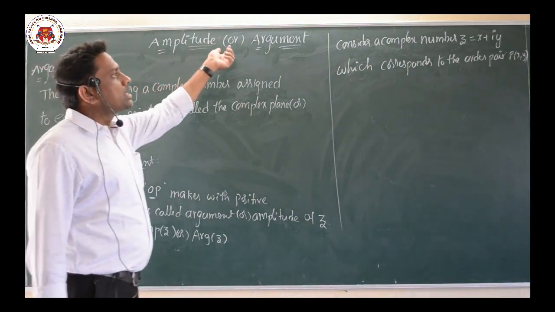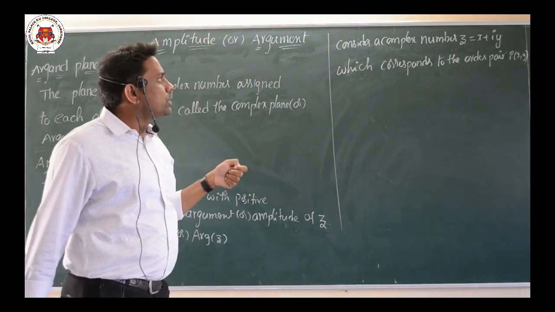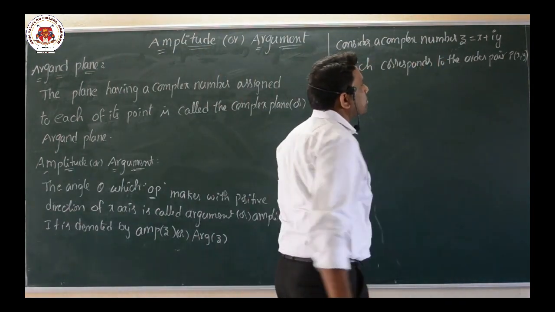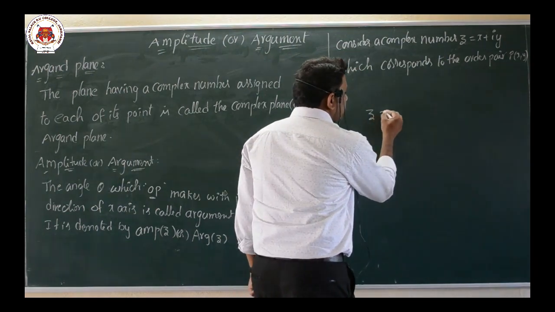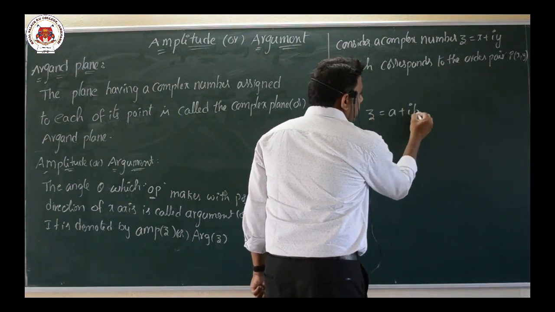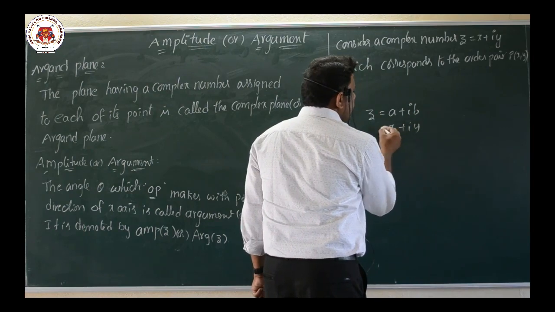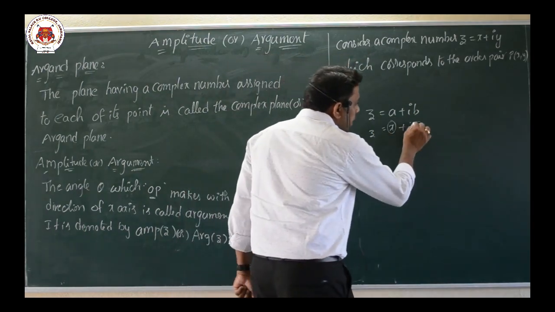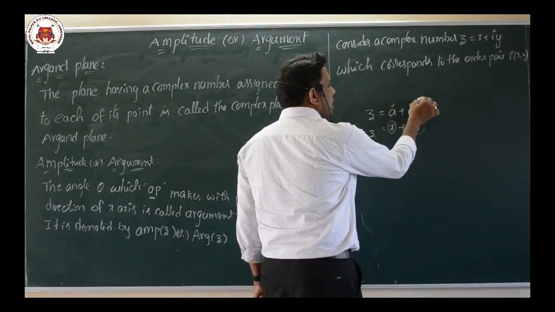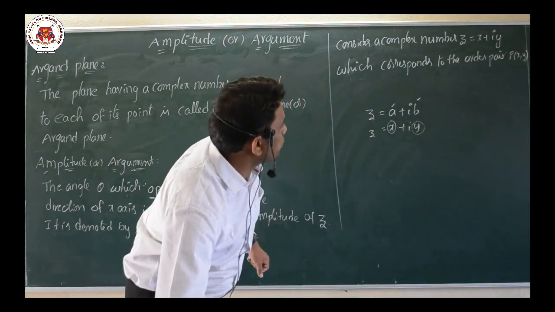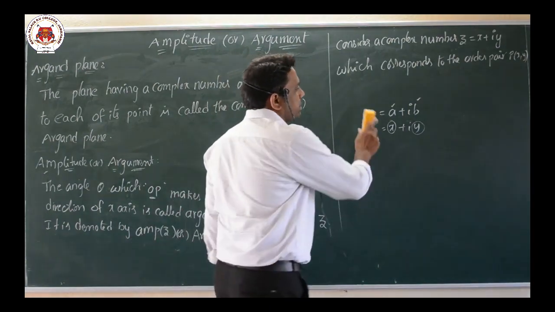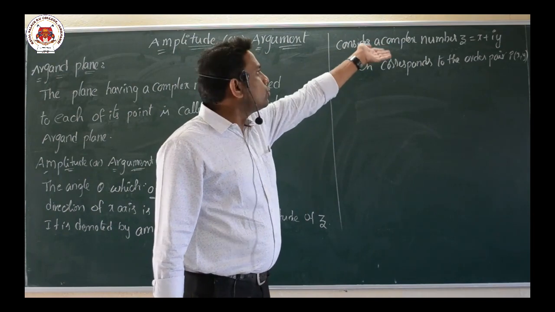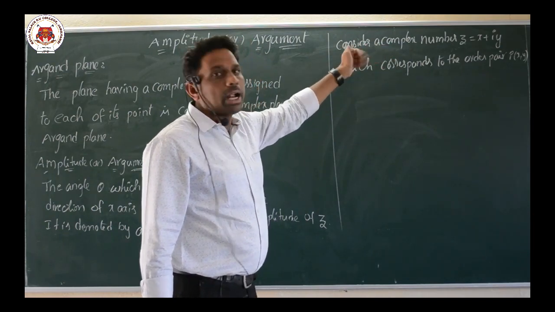Before explaining this argument or amplitude, first of all, we'll consider one complex number. A complex number we can take like this, a plus ib or x plus iy, our wish. Here x is called the real part and y is called the imaginary part. Here the real part is a, and the part which is with i is called the imaginary part. Okay. Now, before starting the argument, first let me tell you about the ordered pair and everything.